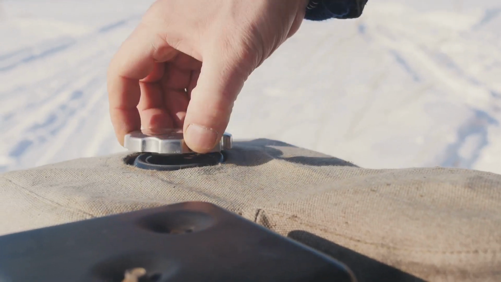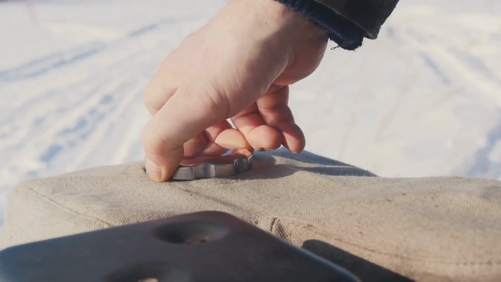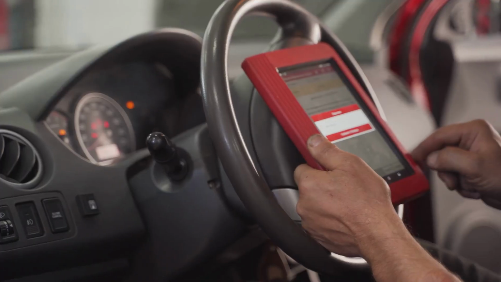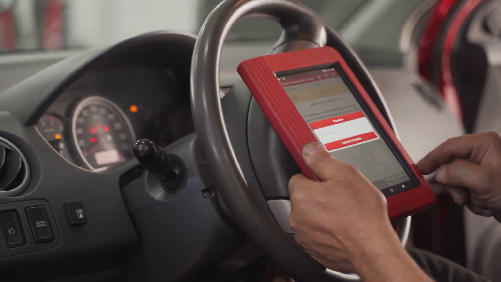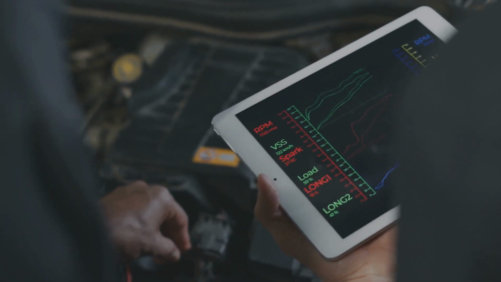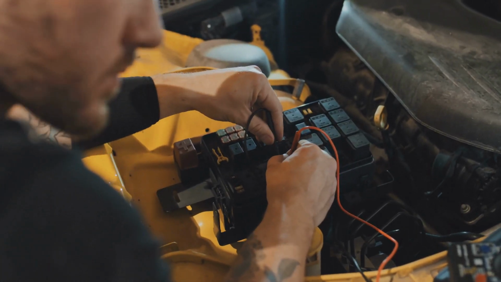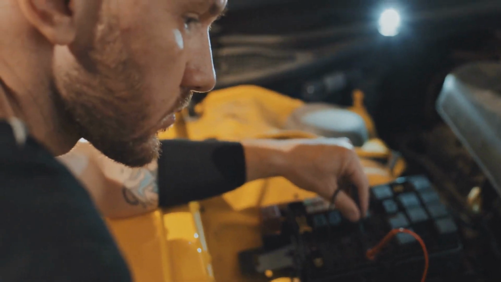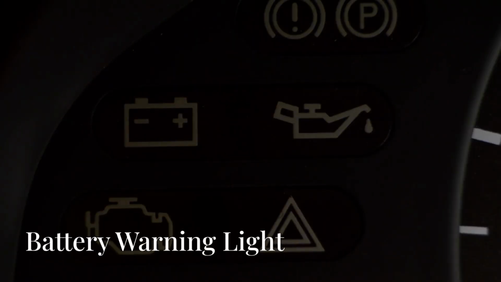DIY solutions. Inspect the gas cap. Make sure it's tightened properly. A loose or damaged gas cap is a common trigger. Use an OBD2 scanner. Purchase or borrow a scanner to read the error codes. This can help pinpoint the problem area. Visual inspection. Check for obvious signs of damage or disconnections in wiring and hoses near the engine.